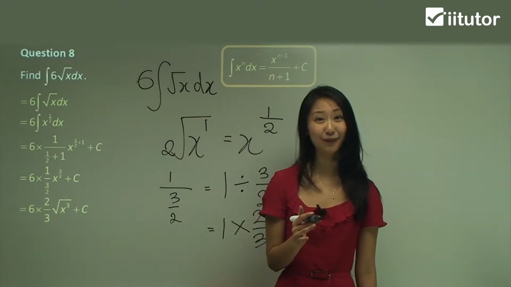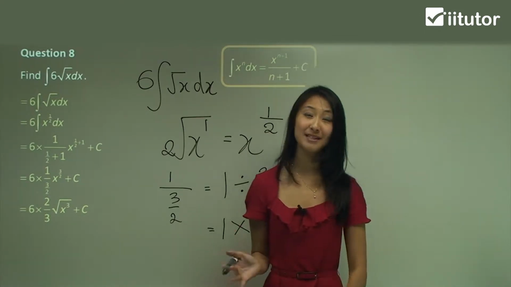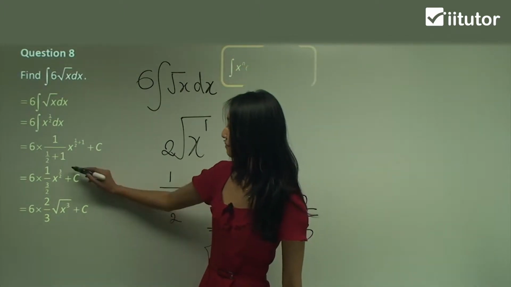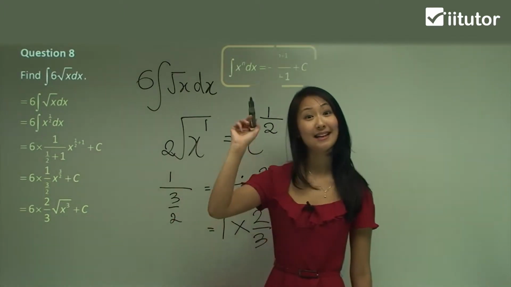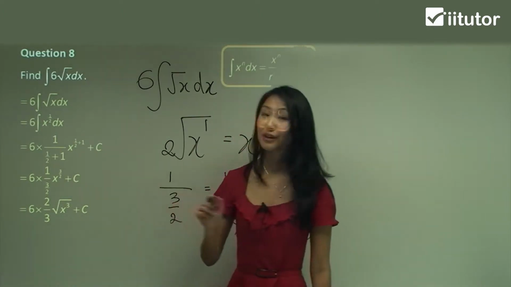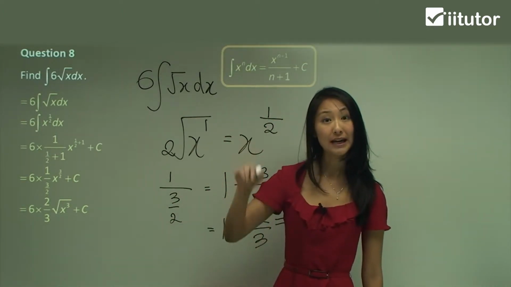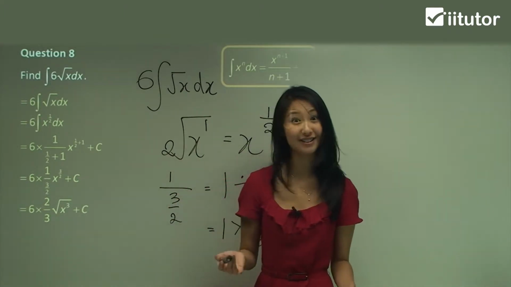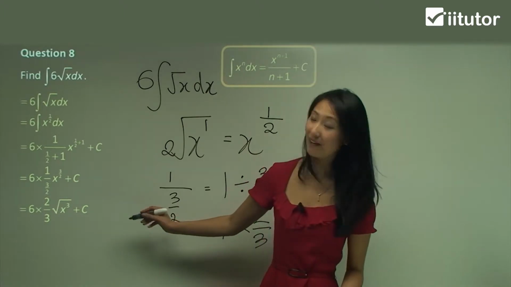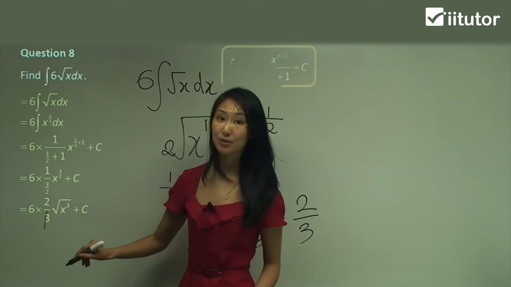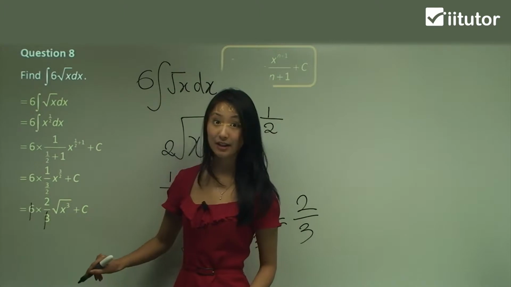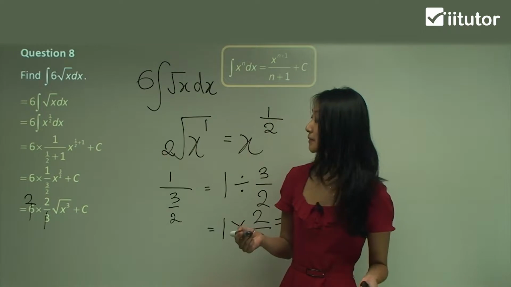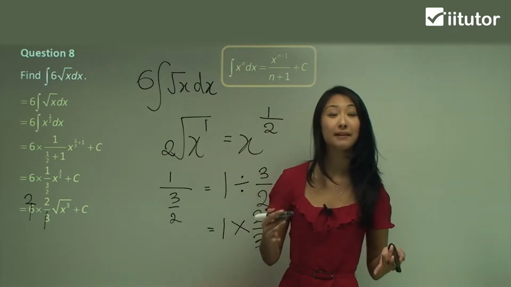Now remember how I said before, when we change it into the index form, we always have to change it back into the surd form. So this is what we're doing here. Remember how I said 3, the numerator, that's the index, whereas 2, the denominator, is the root. But when we have root 2, we don't need to write the 2, it is just the root. And now we just simplify. So the 3 will cancel with the 6, and that's just going to leave us with 2 here. So now we have 2 times 2 square root of x to the power 3 plus c.